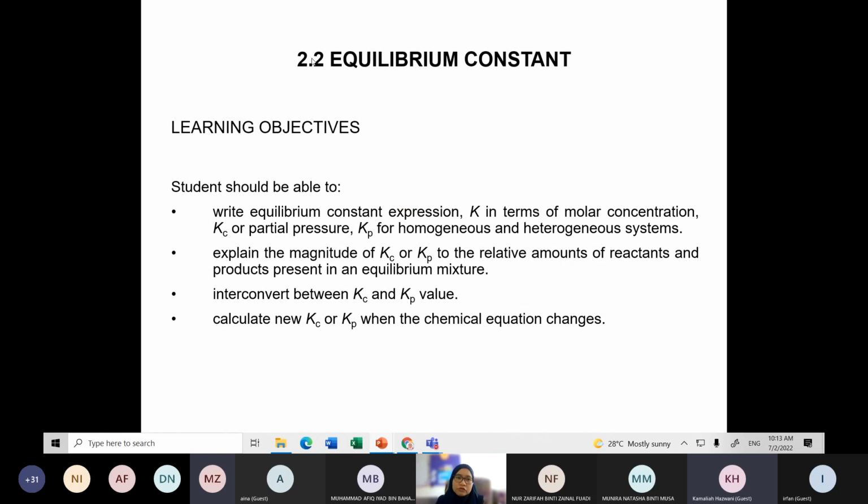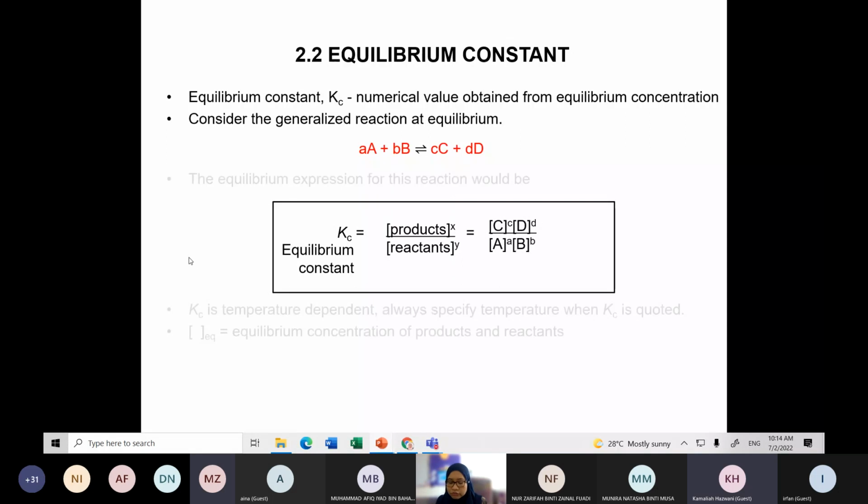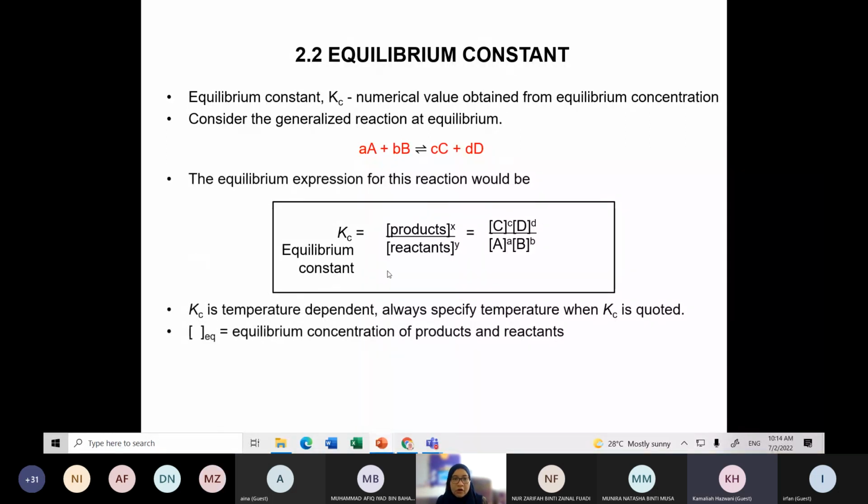Moving on to 2.2, equilibrium constant. We are going to start the calculation later on, involving equilibrium. These are the learning objectives. We have 4 learning objectives for this subtopic. Make sure that you are able to cover all of them.